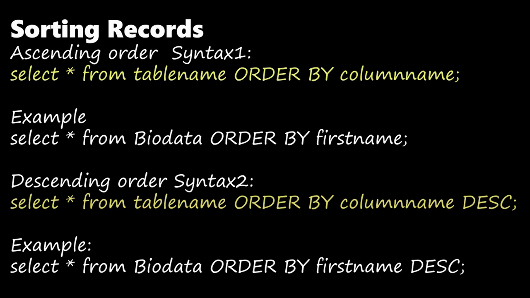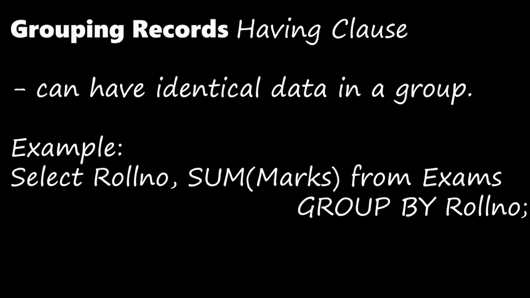Okay, select star from biodata. Biodata is the table name, right? And then we have to give the command order by, and then the column name. Column name is first name, and then we need it in descending order, right? So DESC. Understood? And now we are going to see grouping records and having clause.